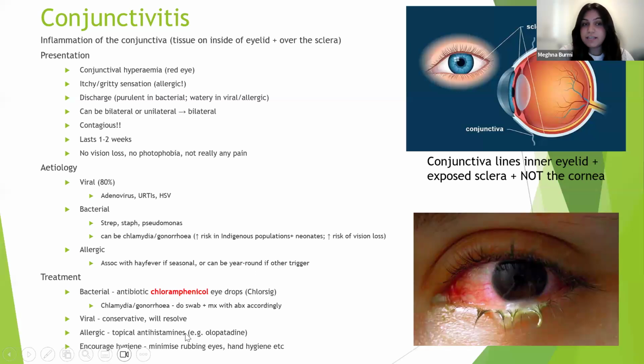Allergic conjunctivitis, we treat with antihistamines, and they're topical as well, so eye drops. But overall, we want to encourage hygiene and minimize spread. So you don't want it to go from one member of the household to another.